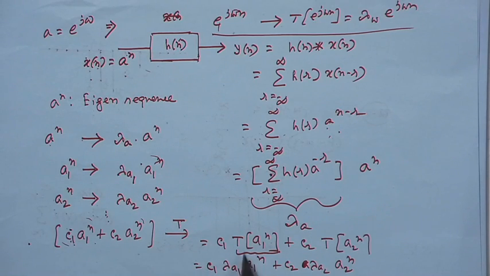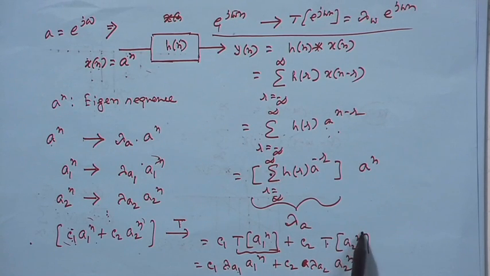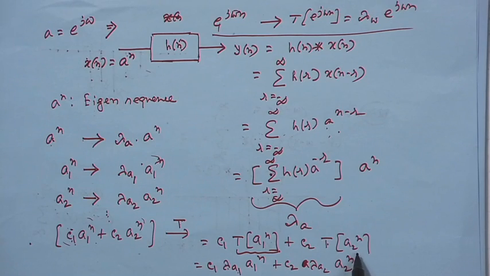I can straight away write it in terms of the eigenfunction, because this is an eigen sequence a 1 to the power n. So, I know it will come back as a 1 to the power n, just multiplied by an eigenvalue, that is a scalar constant lambda a 1. Similarly, for T of a 2 to the power n, I do not have to calculate. It will be the same as a 2 to the power n, because this is an eigen sequence. Just the amplitude will change, it will be lambda a 2. So, calculating the output becomes damn easy. I don't have to carry out any convolution sum.